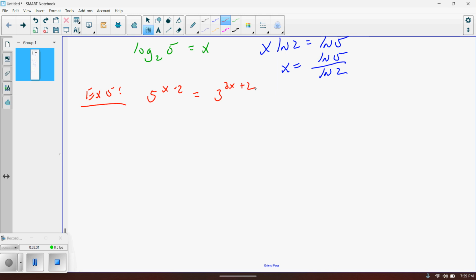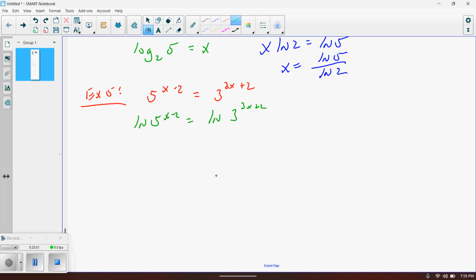Because you have exponentials on both sides, you're not really going to be able to utilize the first method that I showed you. What we're going to have to do is take the log of both sides. So we will take the natural log of 5 to the x minus 2, which equals the natural log of 3 to the 3x plus 2.